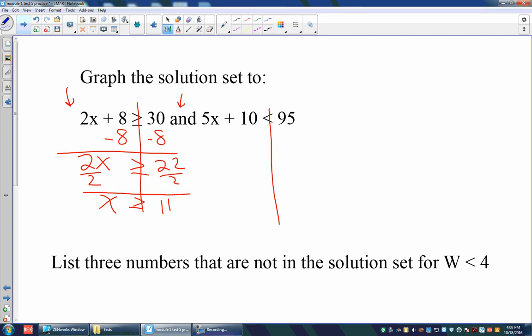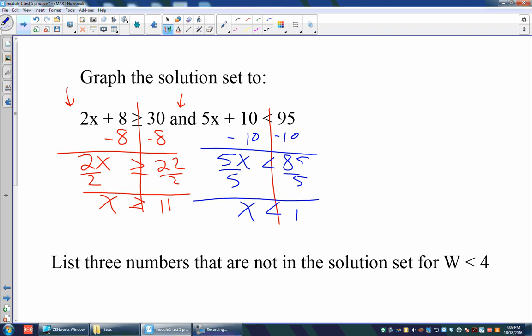We're solving this one. And when we subtract 10 from both sides, because we're doing the opposite operations, we get 5x is less than 85. Dividing both sides by 5, we don't have to change the direction of the inequality because I'm dividing by a positive number, so we have x is less than 17. So we have x is bigger than 11 and less than 17. Is that possible? Let me see. Do I have a number that's bigger than 11 and smaller? Of course it is.